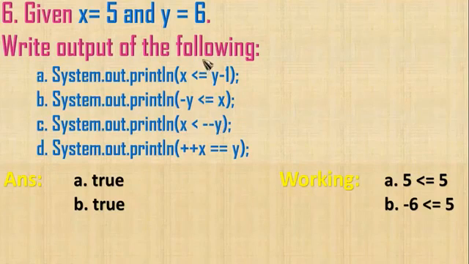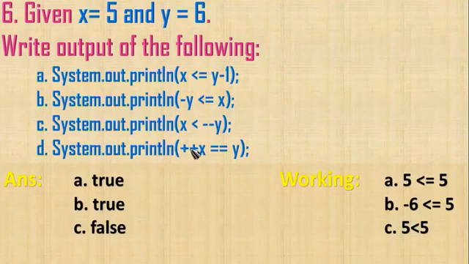Now minus minus y, that is it will become 5. X is 5. So 5 is lesser than 5, it is false. Now plus plus x equal to y. So this will have higher precedence. Plus plus x is 6 equal to 6, that is true.